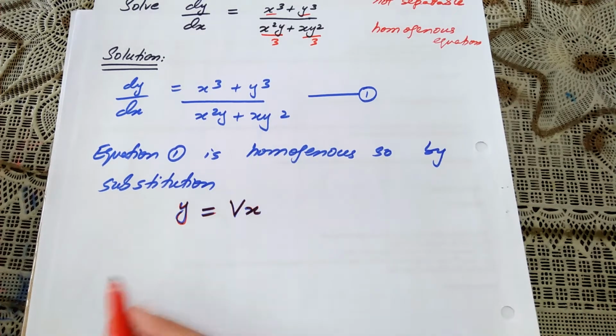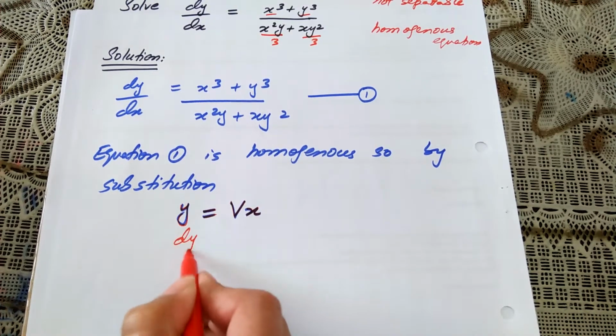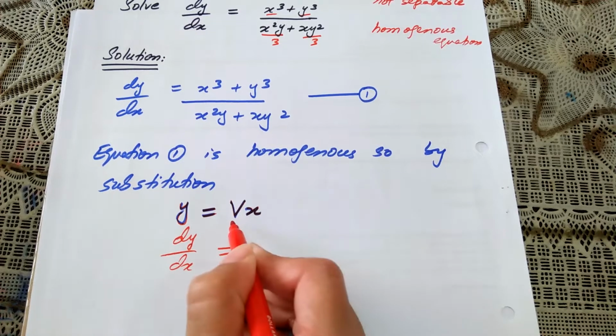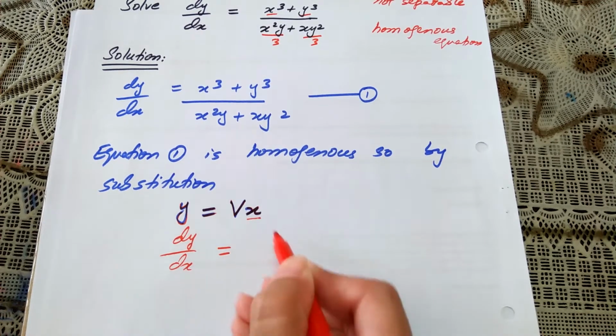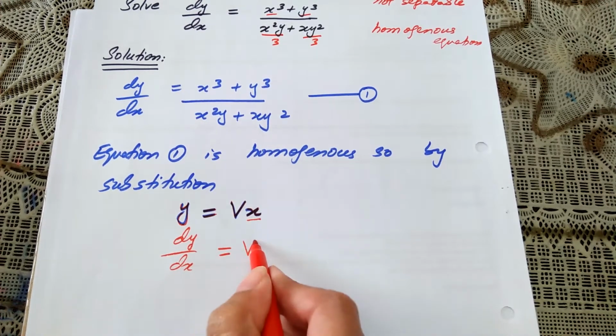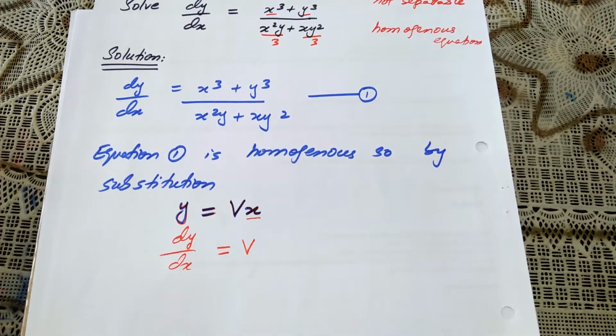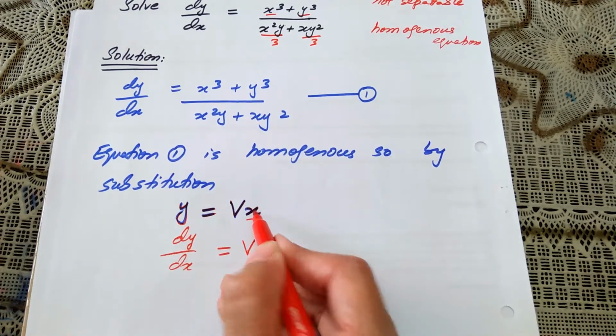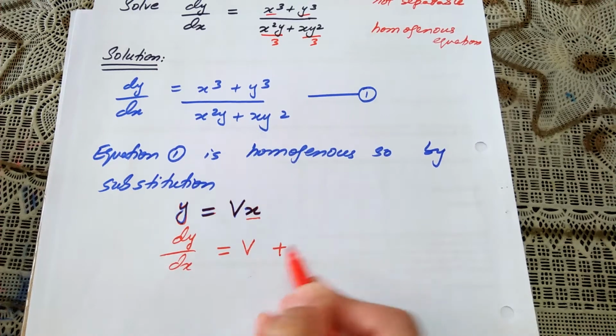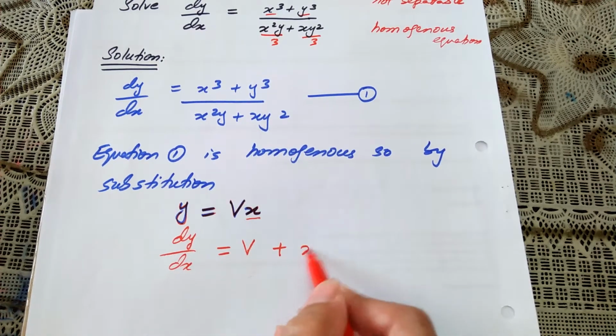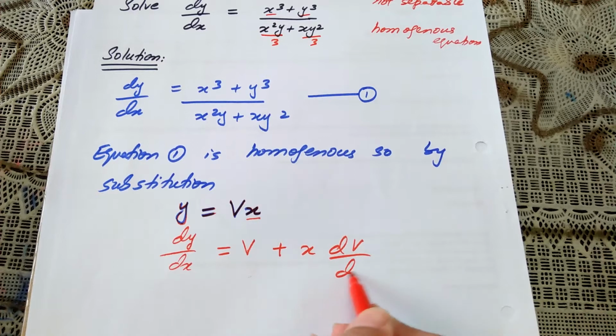Now take the derivative on both sides with respect to x. I will get dy/dx equals, using the product rule here, v will come as it is and the derivative of x will be 1, plus x will come as it is and the derivative of v will be dv/dx.